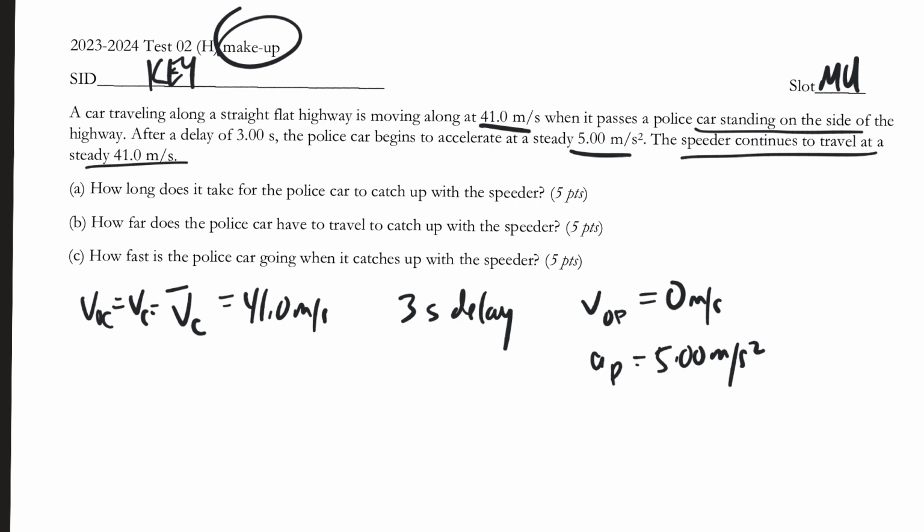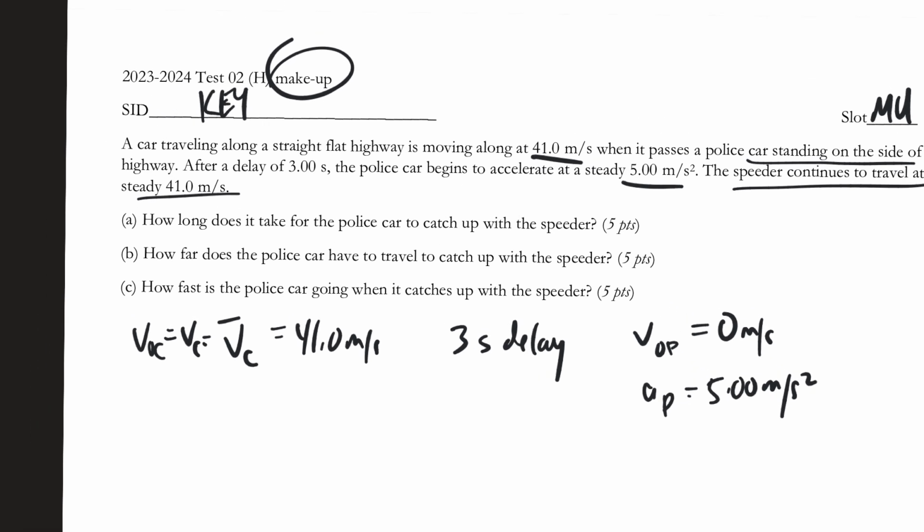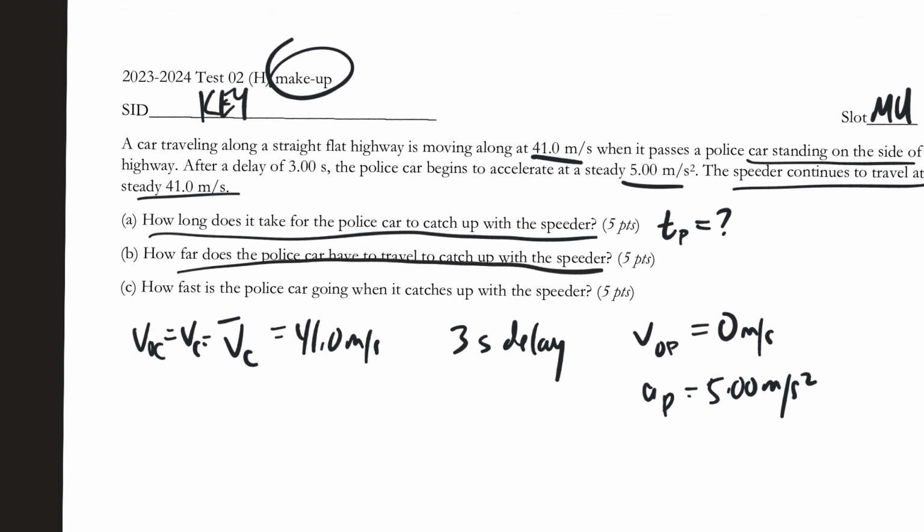All right, so what do we want to know? How long does it take the speeder, the police car, to catch up with the speeder? So we want to know the time, and that time is very specifically the time of the patrol car. Obviously the speeder has a 3-second head start, so the difference between the two is going to be 3 seconds. How far does the police car have to travel to catch up with the speeder? So we want to know the delta X for the police car. And how fast is the police car when it catches up to the speeder? So we want to know the V of P, the final velocity of the patrol car.